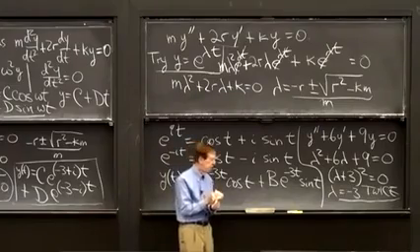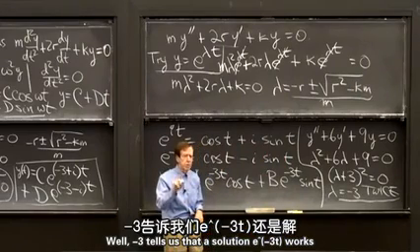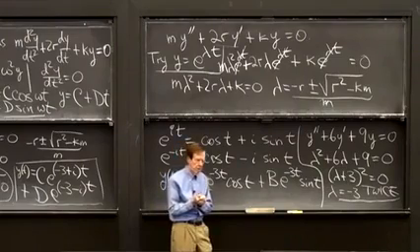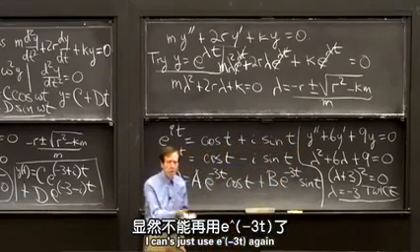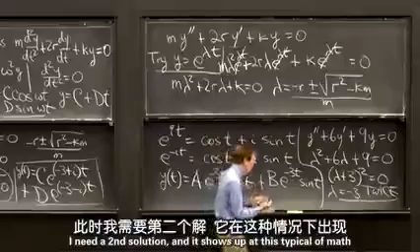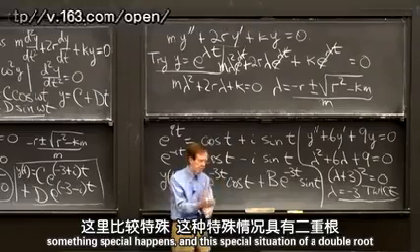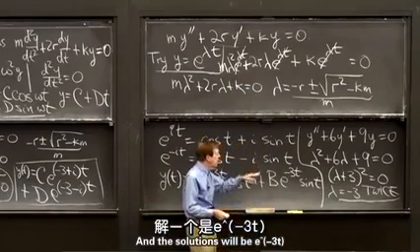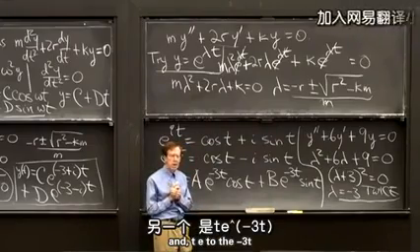And when that happens, minus 3 tells us that a solution e to the minus 3t works. Where do we get the other solution? We want 2 solutions to a second order equation. I can't just use e to the minus 3t again. I need a second solution, and it's typical of math that something special happens in this special situation of a double root, and the solutions will be e to the minus 3t and t e to the minus 3t.